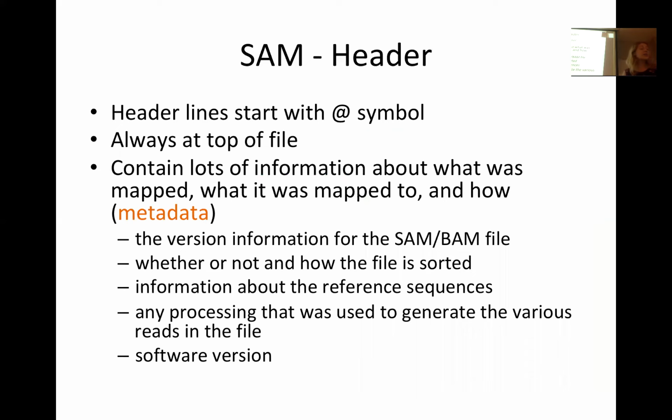So the header contains information about what was mapped, what it was mapped to, and how. It always includes the version information for the format itself. So it'll say, this is a SAM file version 1.3, or this is a SAM file version 1.4. So as the SAM file specification changes, if you receive an old SAM file from a collaborator, you can figure out what version it is. Whether or not and how the file is sorted. We'll see there are a couple different ways to sort these files. Information about the reference sequence. So what were these reads mapped to? It generally stores the software version, any flags that were used for the software, so all sorts of different kinds of metadata at the top.